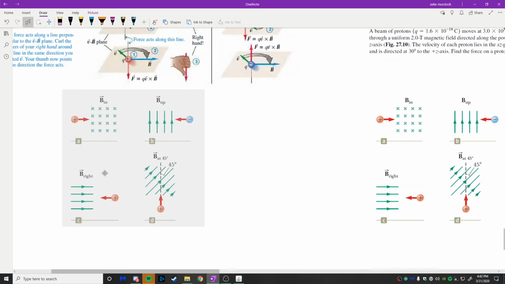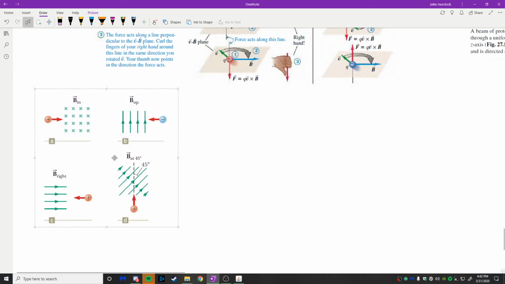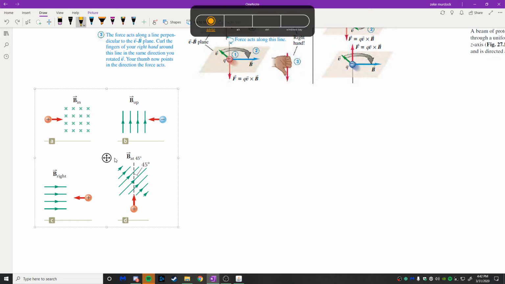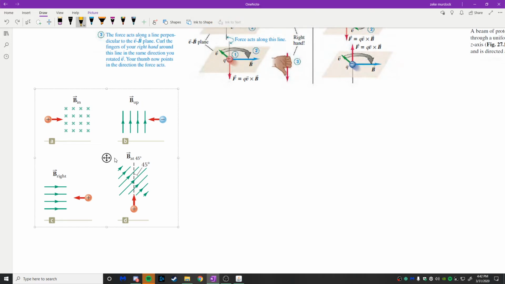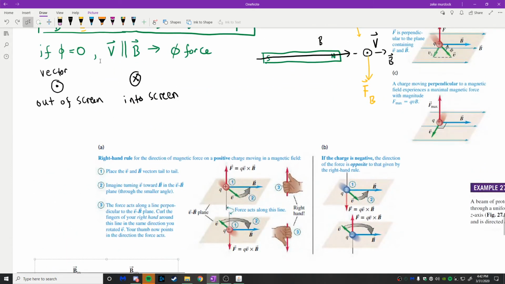And I could just draw these myself, but since they're already ready to go, what I want you guys to do is to use the right-hand rule to tell me what's the direction of the force in each one of these pictures right here. So I've got a positive charge. What direction is the magnetic field going in this picture right here? Well, I guess they tell you it's in. The X's mean in, right? These are our rules, right?